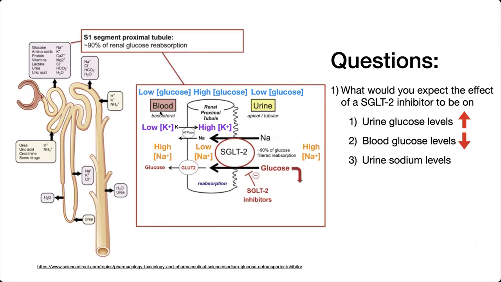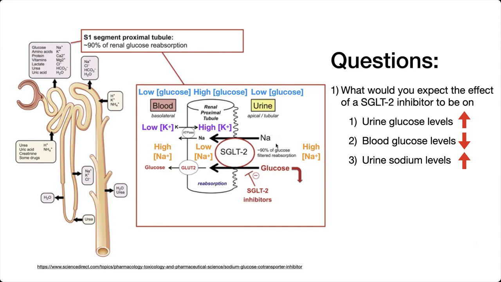Now let's think about our urine sodium. Well, our urine sodium was coming through with the glucose. If you had an SGLT2 inhibitor, now the sodium can't go back through. If the sodium can't go back through, then it's going to stay in the urine, and that increases the levels in the urine. Note too that you would have similar results if you had low glucose in your urine.